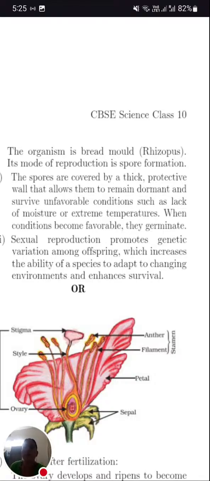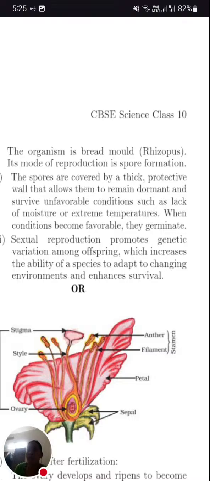the organism is bread mold. Its mode of reproduction is spore formation. Spores are covered with a thick protective wall that allows them to remain dormant and survive unfavorable conditions. So the spore has a thick wall which we call sporangium that makes the spores remain dormant. Dormant means in a sleeping state. Okay, dormant and survive unfavorable conditions.